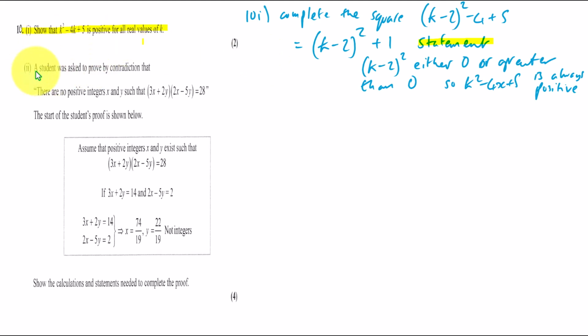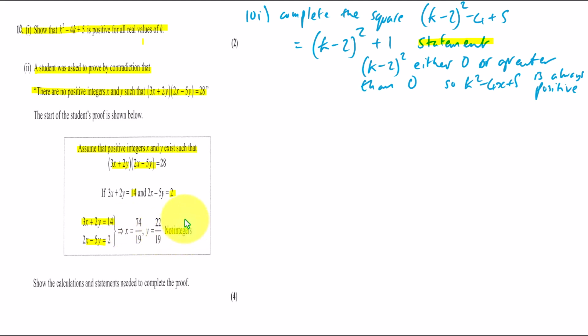Part 2. A student was asked to prove by contradiction that there are no positive integers x and y such that this equals 28. Look at these two brackets. So that's a good starting statement to prove by contradiction. It's all factorised, so think about your factors that can make 28. So this student has selected 14 and 2, so make this bracket 14, this bracket 2, solve simultaneously to get essentially answers that are not integers.